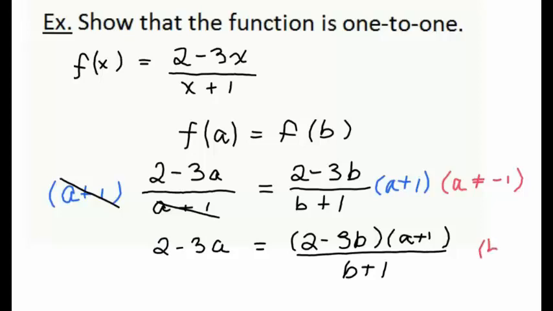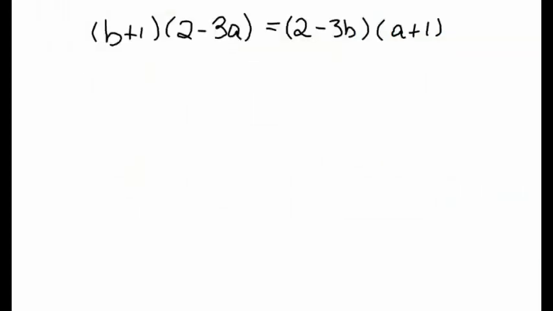Now again, we want to note here that b is not equal to negative 1. So this allows us to multiply both sides by b plus 1. And once again, this is going to get rid of our denominator over on the right-hand side. And we're going to be left with the following expression. b plus 1 times 2 minus 3a is equal to 2 minus 3b times a plus 1.